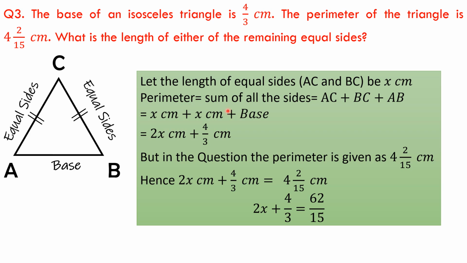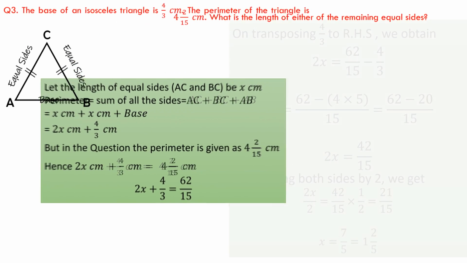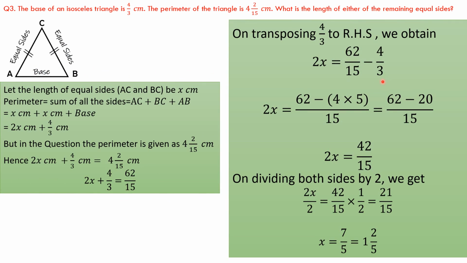So, perimeter equals sum of all sides equals x centimeter plus x centimeter plus base, which equals 2x centimeter plus 4 by 3 centimeter. But in the question, the perimeter is given as 4, 2 by 15 centimeter. Hence, 2x centimeter plus 4 by 3 centimeter equals 4, 2 by 15 centimeter. 4, 2 by 15 can also be written as 62 by 15. On transposing 4 by 3 to right hand side, we obtain 2x equals 62 by 15 minus 4 by 3.